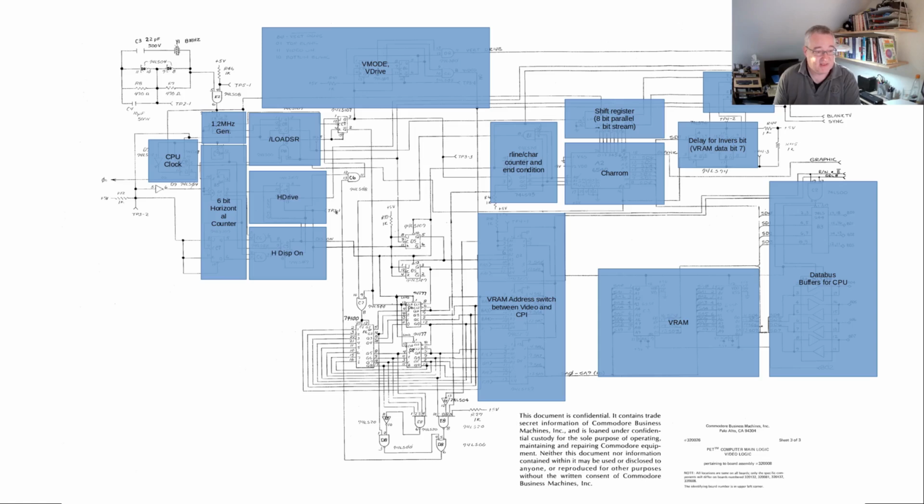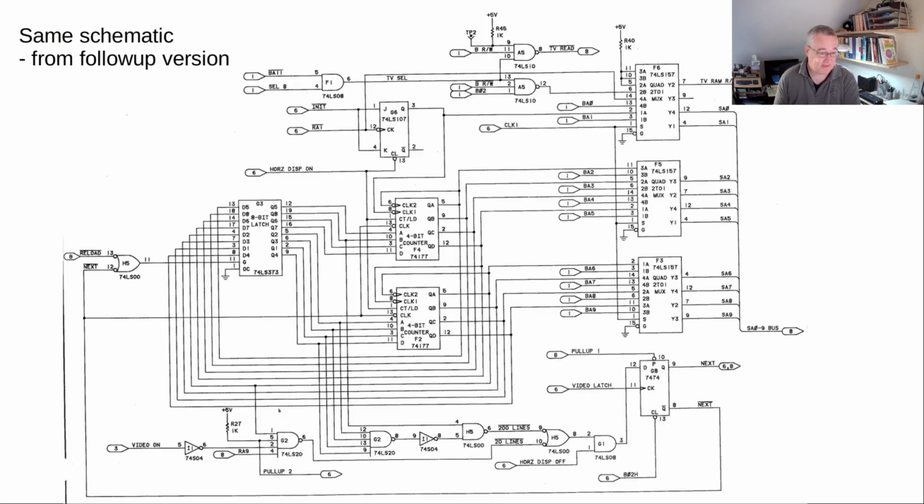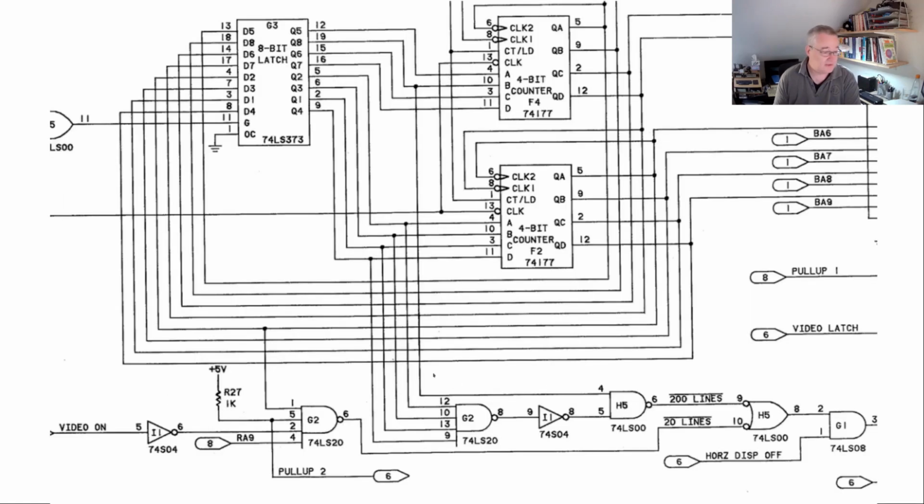Going to have a look at this one. So this is difficult to read. That's why for this part I'm actually going to the schematic of the follow-up model, which is basically the same. And you see that here we have these lines. Here is the next signal coming out of the logic. The signals finally have some nice names, like video on, or not 200 lines, not 20 lines. Let's have a look at a little bit larger. What we can see here is, first let's look at the not 200 lines.